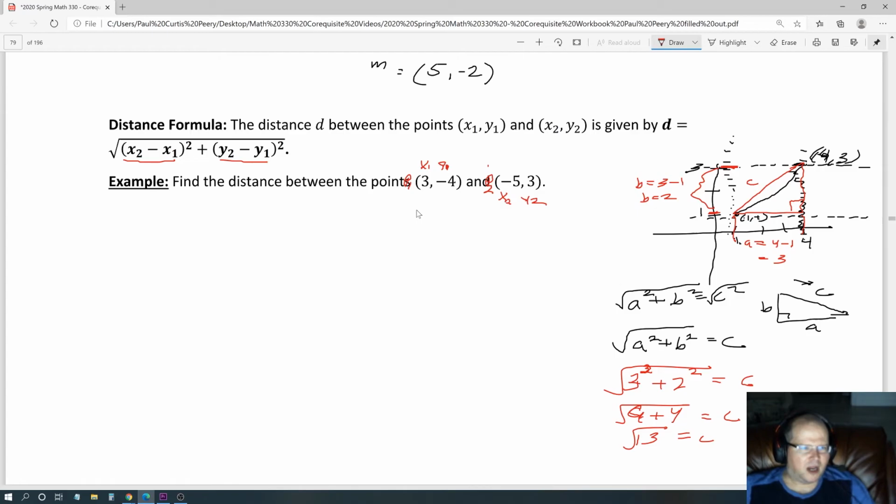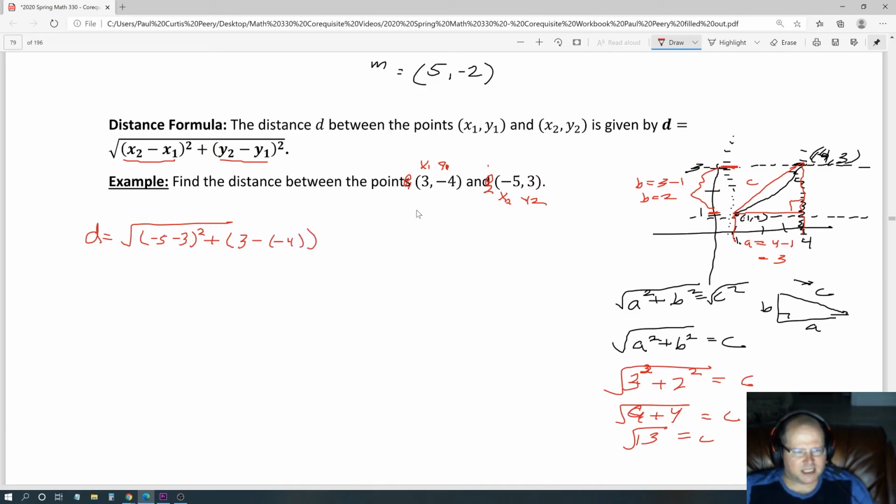Okay, now I'm going to plug everything in. So I'm going to say the distance d is equal to the square root of, and let's see, we want to find x2. Okay, so where's x2? Well, x2 is over here. It's the negative 5. And then we say minus, then we want to subtract the x1, and x1 is a 3. Then we're still going to square it. Then we're going to add that together. And now we say y2. y2 is a 3 minus, and then we want to subtract y1, and y1 is a negative 4.